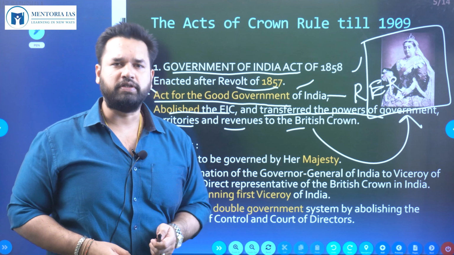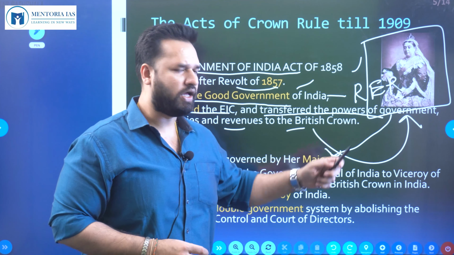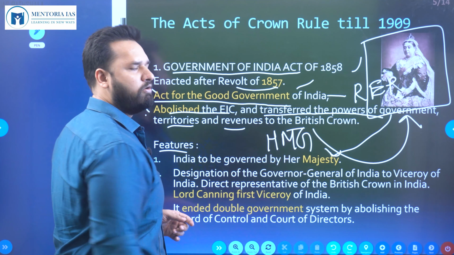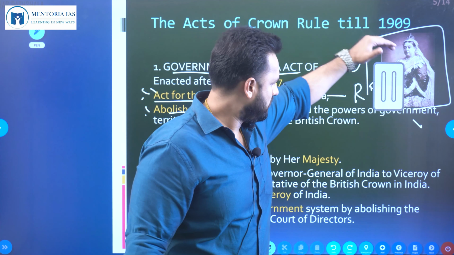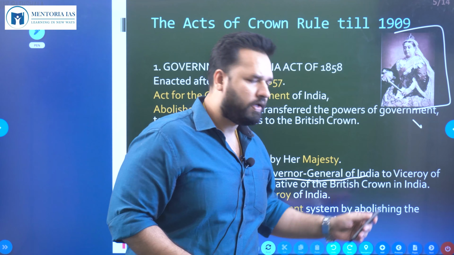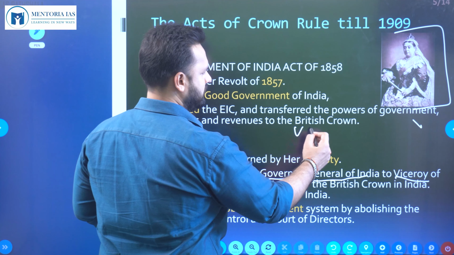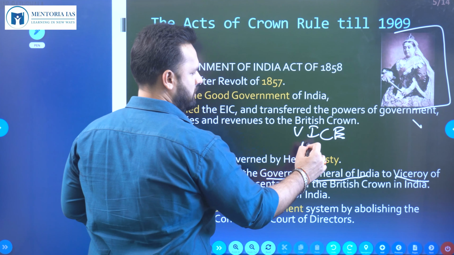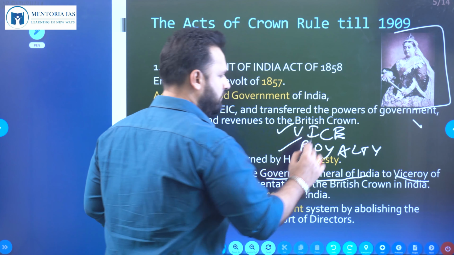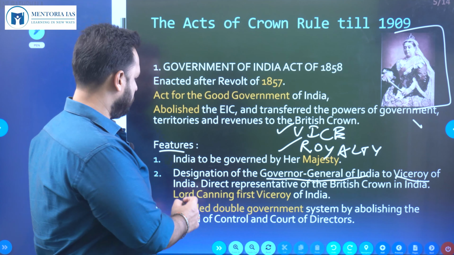Okay, what are the features of this act? It said India will be governed by Her Majesty. Her Majesty will govern us. It became Her Majesty's government. Okay, what is the next feature? It designated the Governor General of India as Viceroy. What does Viceroy mean? It has two words, Vice and Roy. It means viceroyalty. That means the ruler of India was a representative of the Queen. That is, he is the Viceroy.